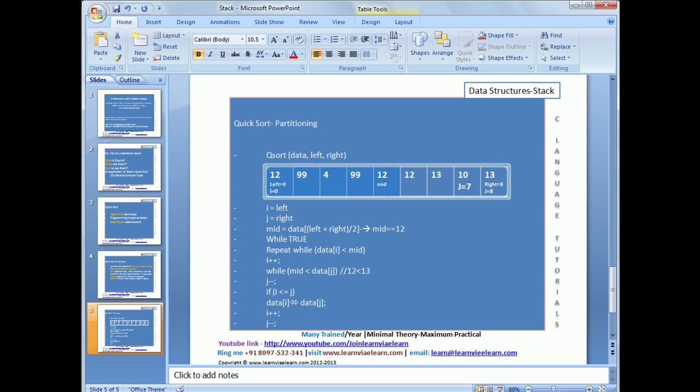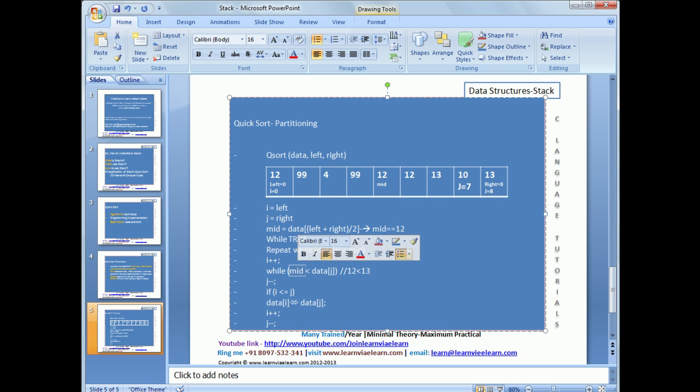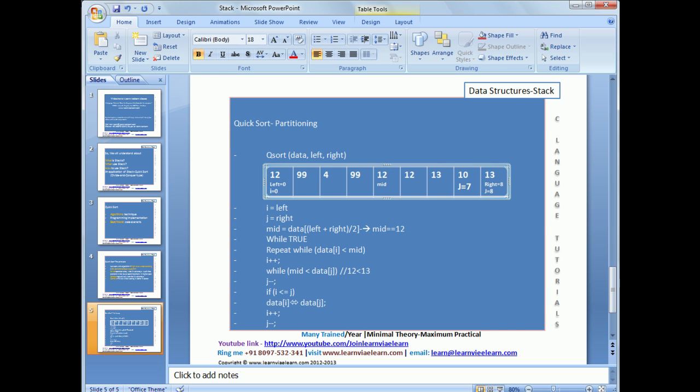And the moment it qualifies, every time it qualifies, let's say for example the value of j is 7 and the value of i is 0. Now again if we check if the value of mid is smaller than data of j, means is 12 smaller than 10, no, so it will not get decremented this time. So the value of j here is fixed.